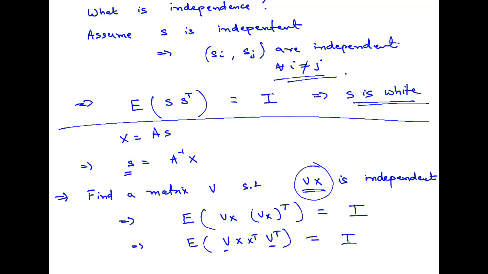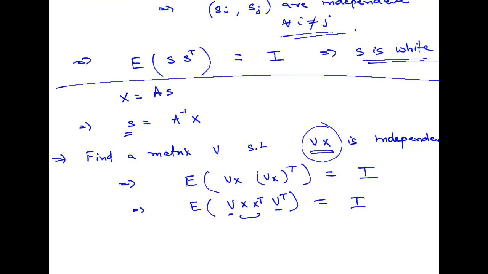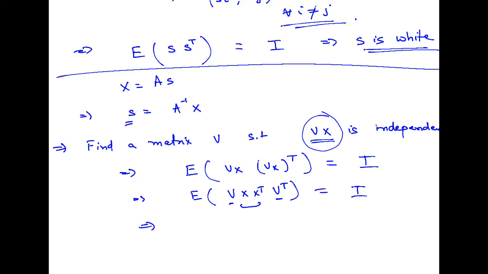Now the expected value of X X transpose will not be I. But because of linearity of expectation, this is nothing but V times expectation of X X transpose times V transpose. Linearity of expectation.